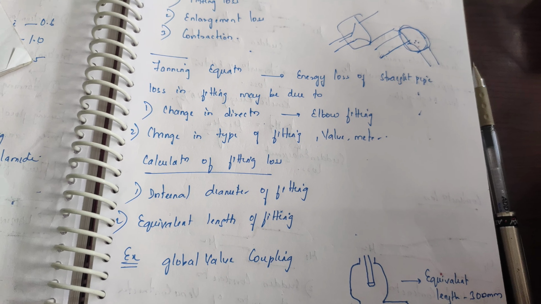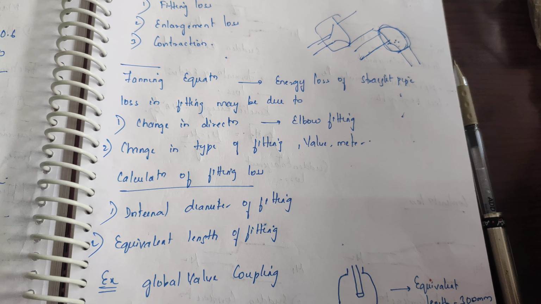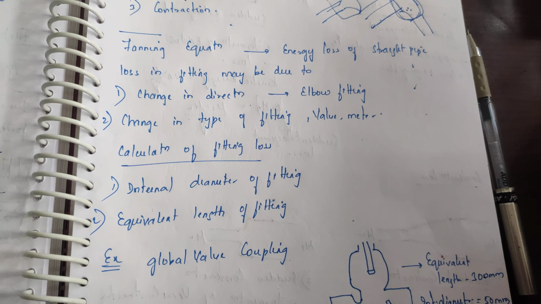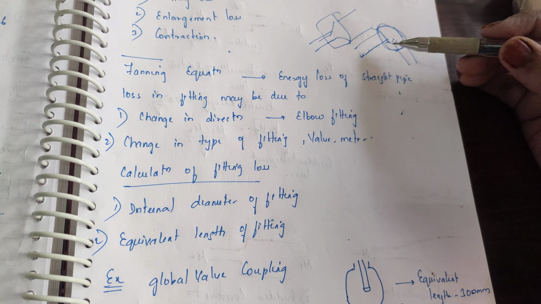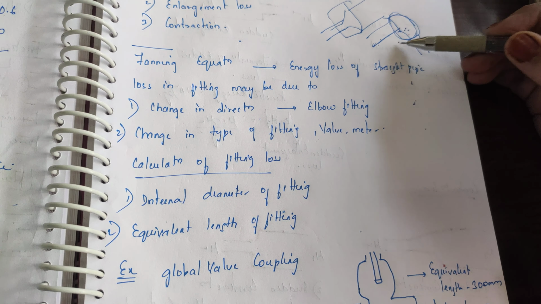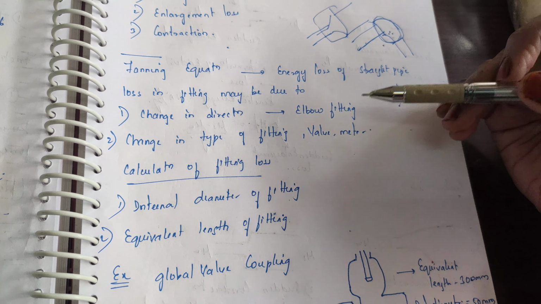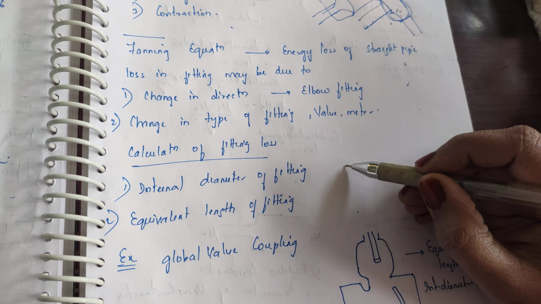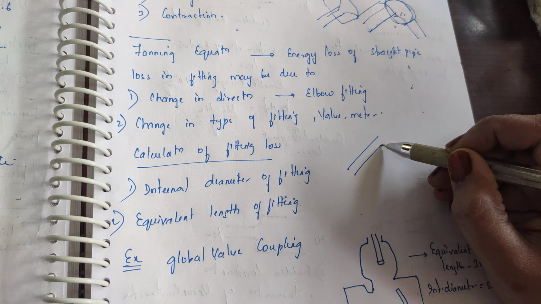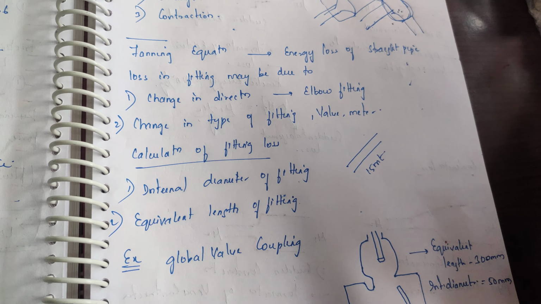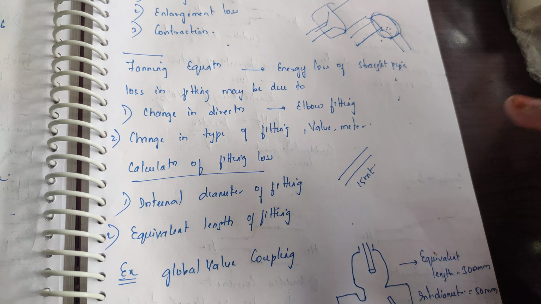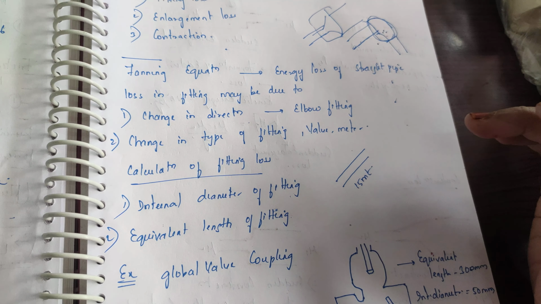So for calculation of the fitting losses, first you need to know the diameter of the fitting, whatever fitting you are attaching, and the equivalent length of the fitting. To understand these two things, we'll discuss one small example. A straight pipe is there, and that pipe length is 15 meter, for example.